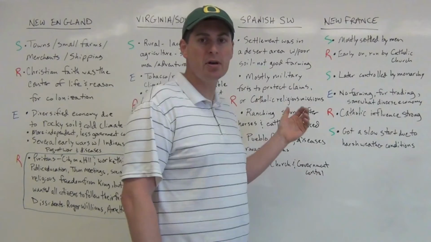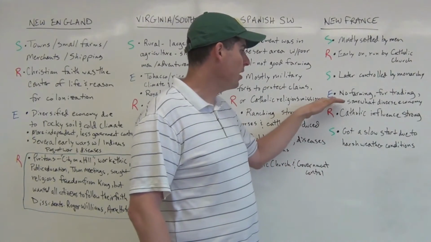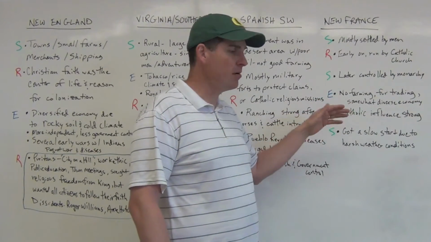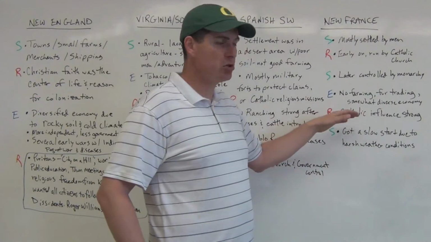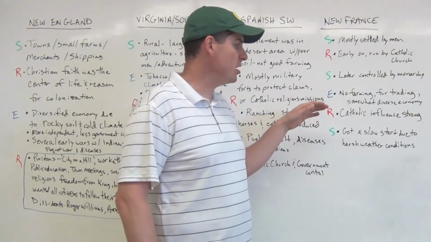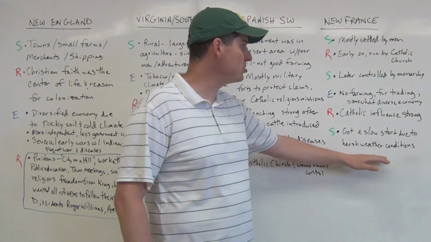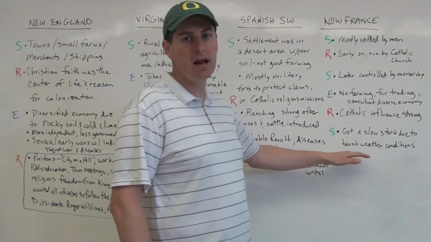You have Protestant Anglicanism in England. In Great Britain, no farming. The climate was terrible for that, so farming's not a big producer. Fur trading was huge, though. Fur trading is going to be what kind of gets them going. They have a very slow start settlement-wise. They struggle to get out of the gate.